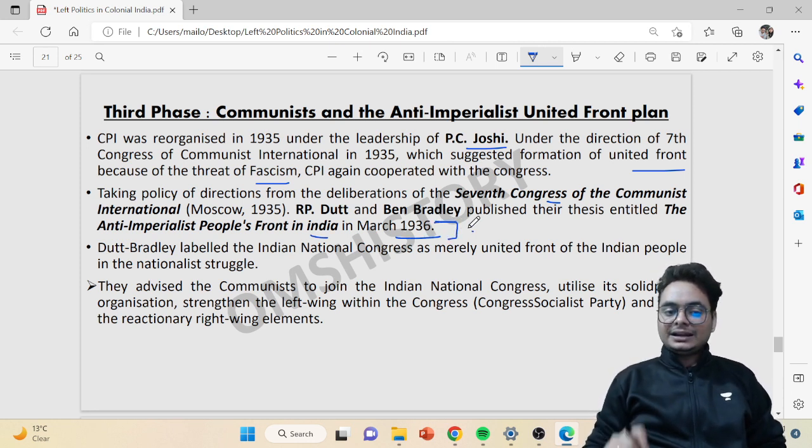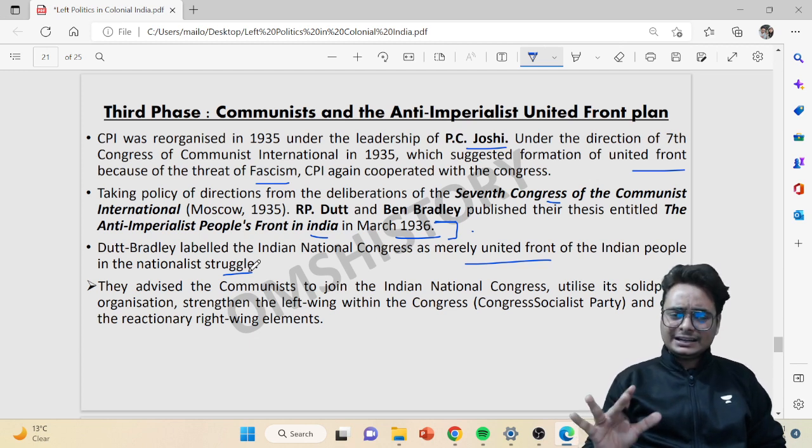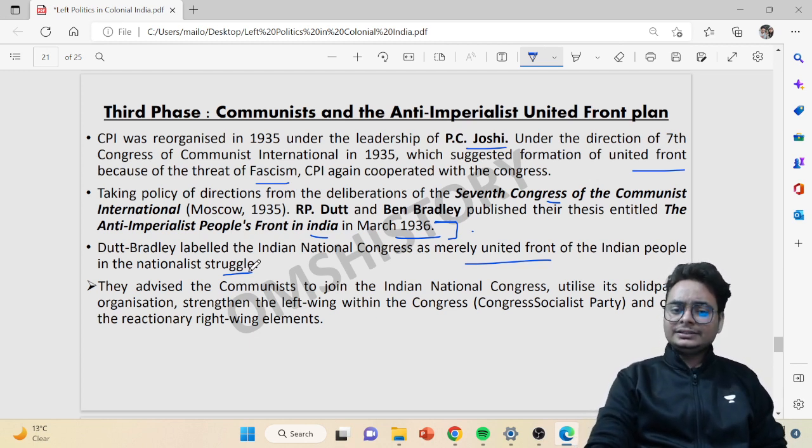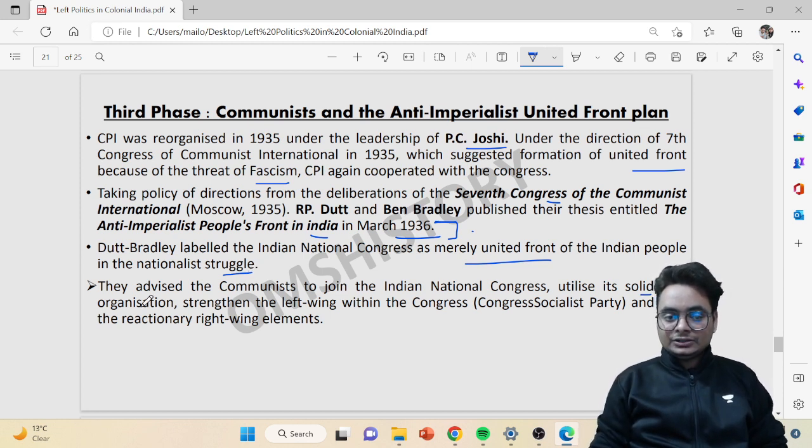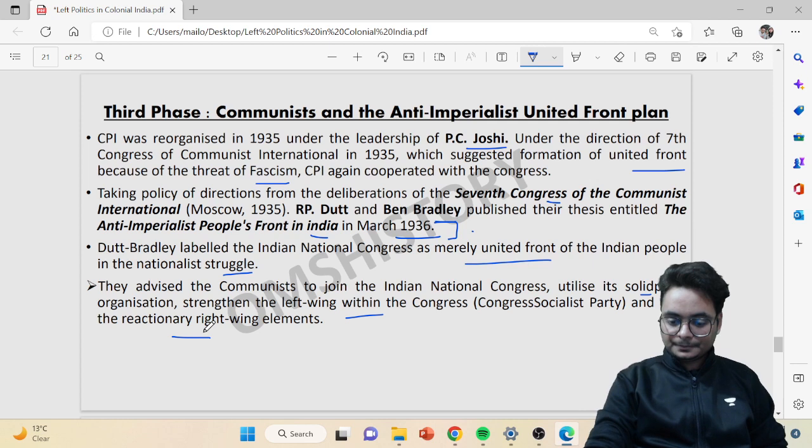Now this Dutt-Bradley thesis labeled the Indian National Congress as merely a united front of the Indian people in the nationalist struggle, and they advised the communists to join the Indian National Congress, utilize its solid party organization, strengthen the left wing within the Congress, like the Congress Socialist Party, and oust the reactionary right wing. So they decided that this is how we need to work.